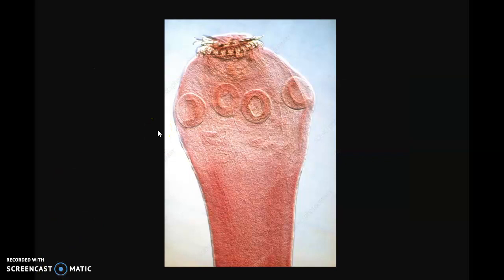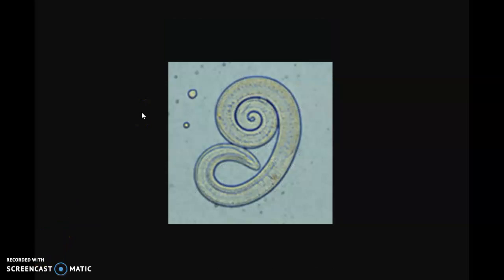This is the mouth parts of Taenia pisiformis, which is a tapeworm. And what you see here, these circular structures are sucking discs, and these structures up here that kind of look like eyelashes are actually hooks that they'll use to attach to the intestinal wall. So this is Taenia pisiformis, the tapeworm. Our last parasitic worm here is Trichinella spiralis, which is a roundworm.